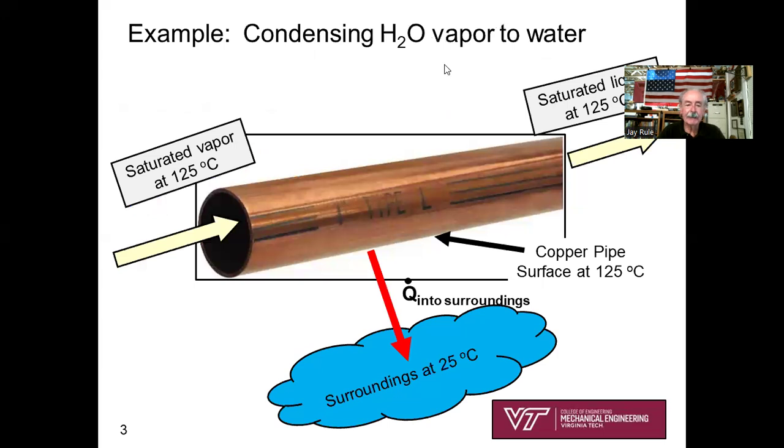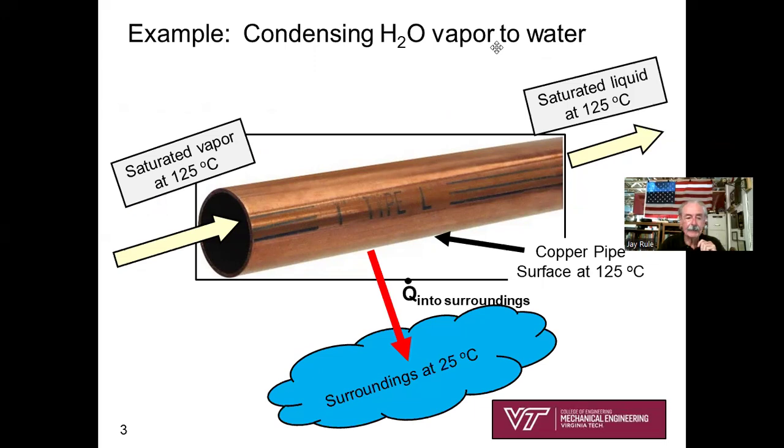Here's an example I'd like to cite. This is out of your book. Your book talks about this, so this isn't my independent thought, okay? The example has to do with condensing water vapor, condensing saturated vapor into saturated liquid in a copper pipe. I've taken a little bit of a picture of a copper pipe, and obviously this is an open system, one inlet, one outlet. Let's say it's steady state, steady flow. So you could be kind of comfortable about this.